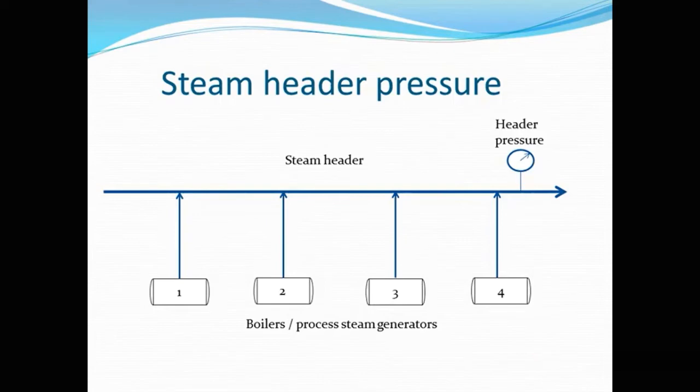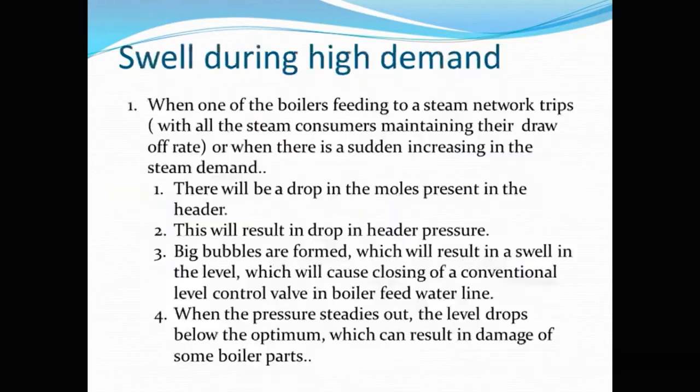So suddenly there is very aggressive boiling, huge bubbles are formed, and we may get a swelling of the liquid level, which will be sensed wrongly by the level control. It will think that the level is going up and say, let me close the water valve. But actually this is a situation where the boiler should produce more steam. So this will result in the level going down very fast.